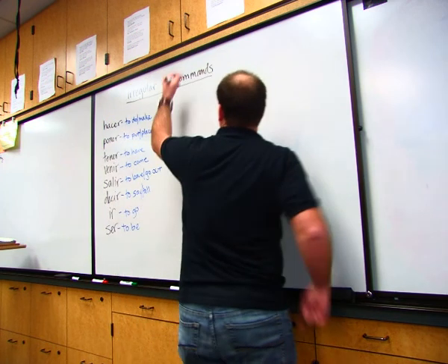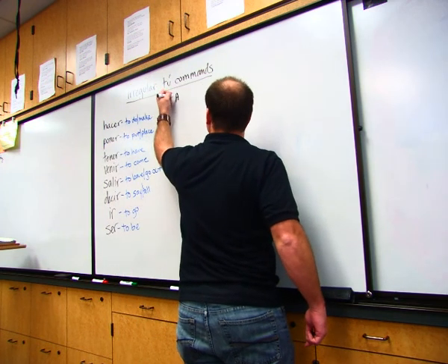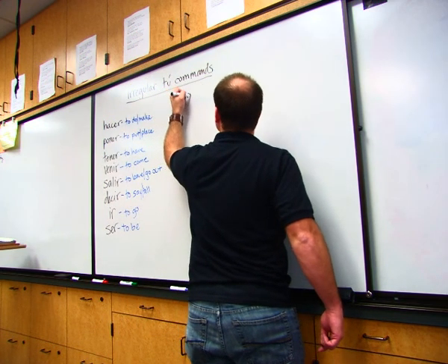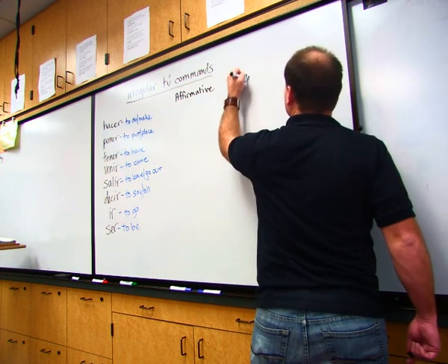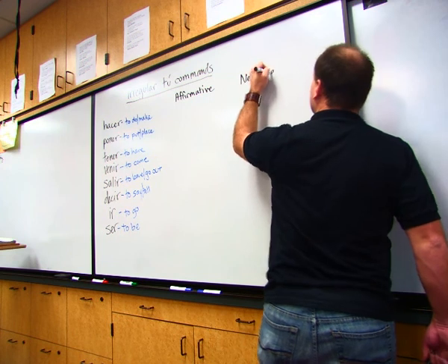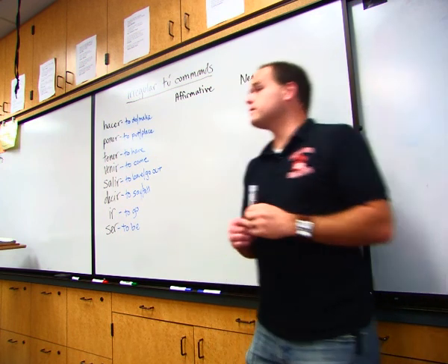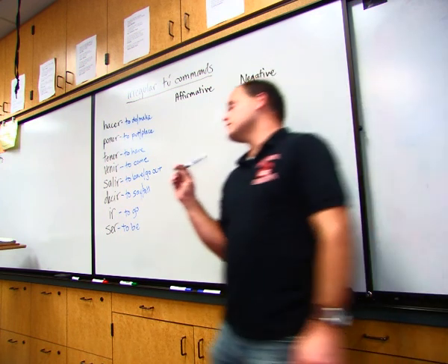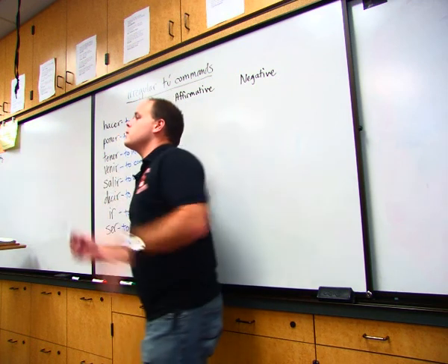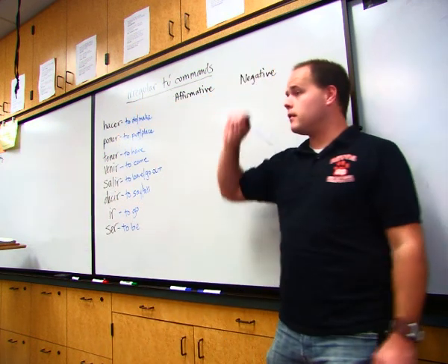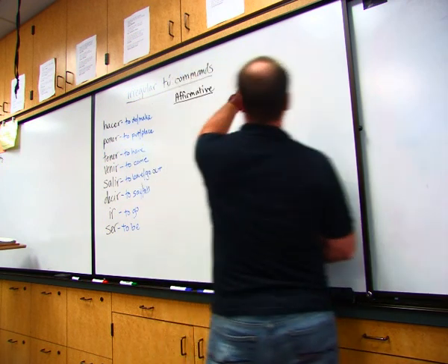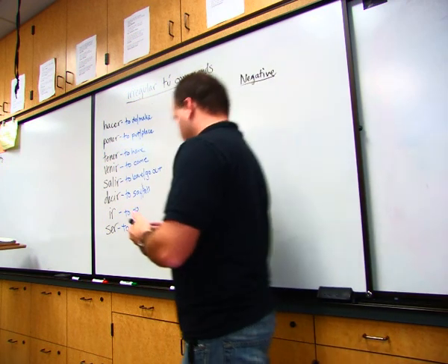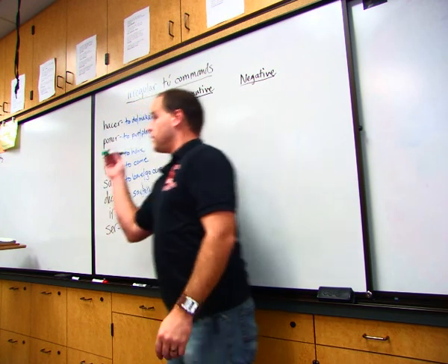Now, we do have our irregular affirmative, and they're also irregular in the negative. Okay, what's an affirmative command? You're telling someone to do something. Whereas a negative command? Telling someone not to do something. You guys are so smart. Alright, so our affirmative commands, which is green, because we're good to go, right?